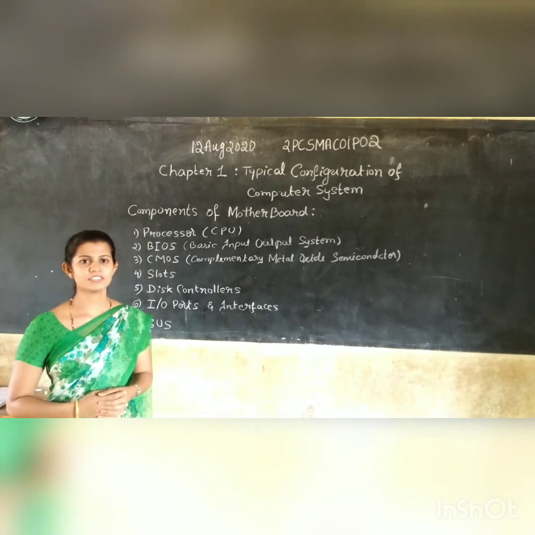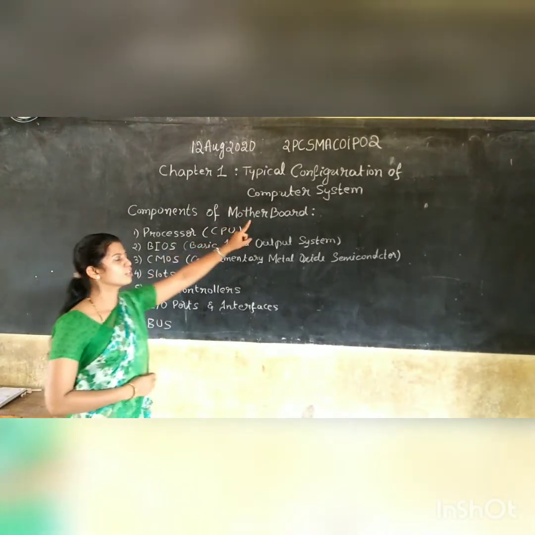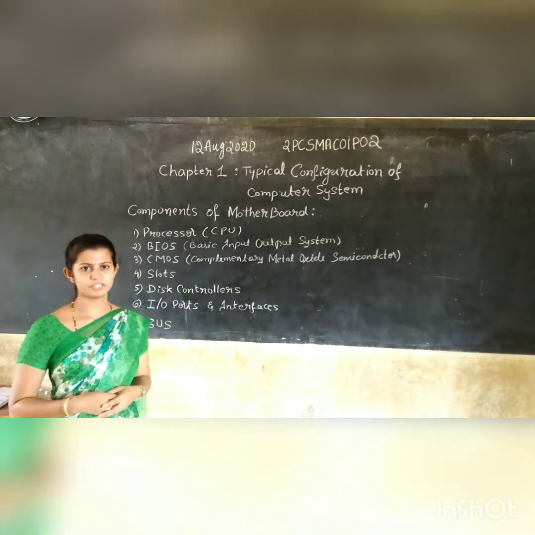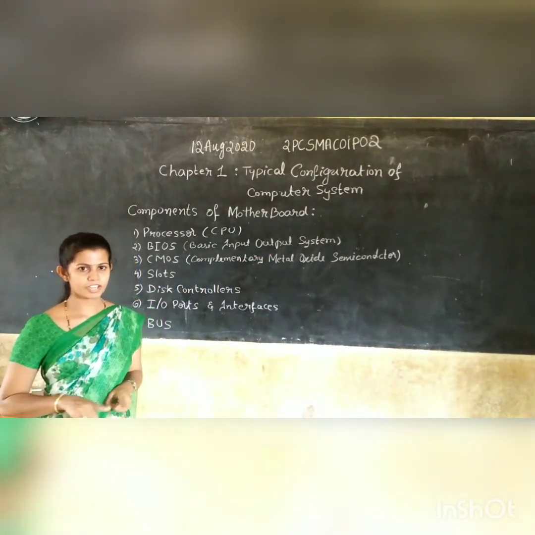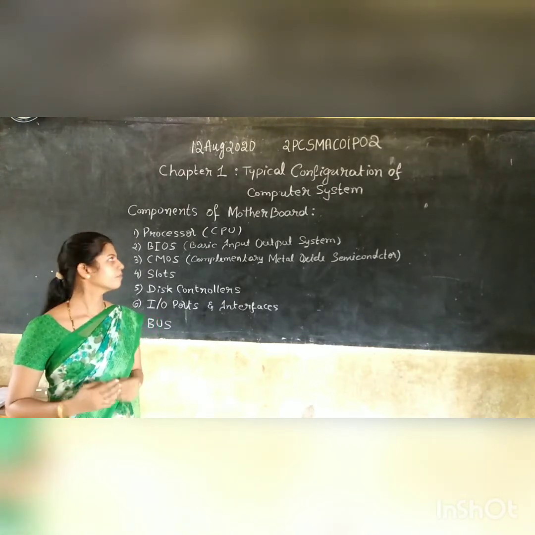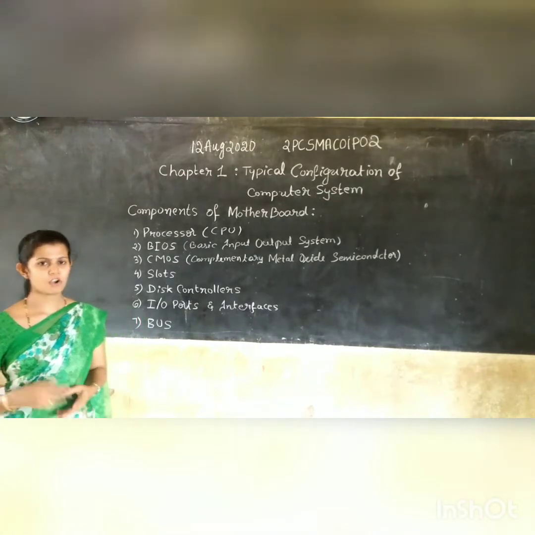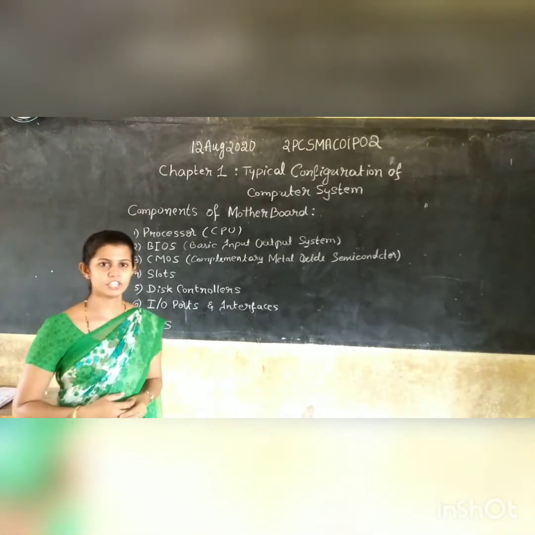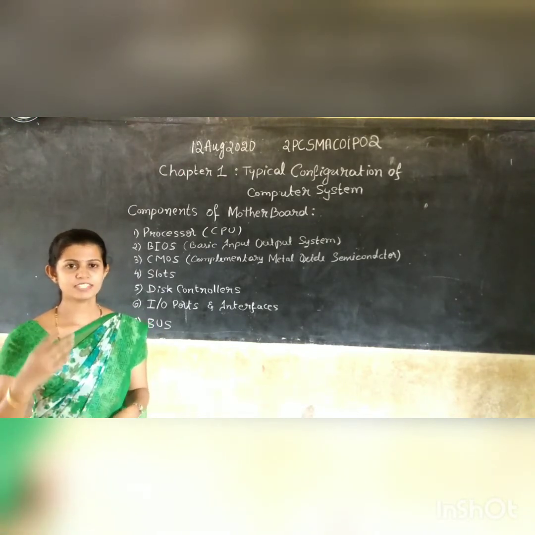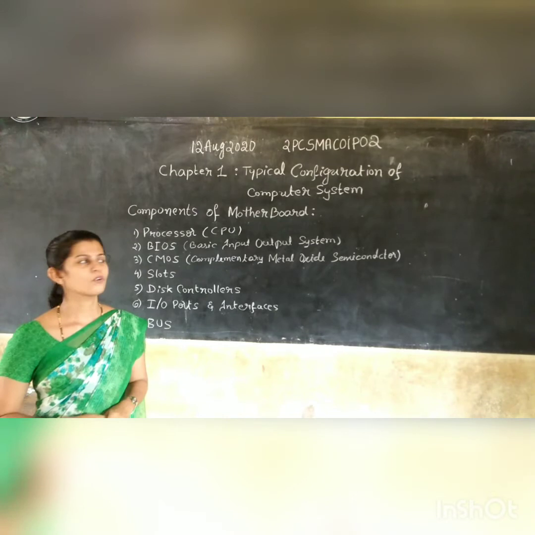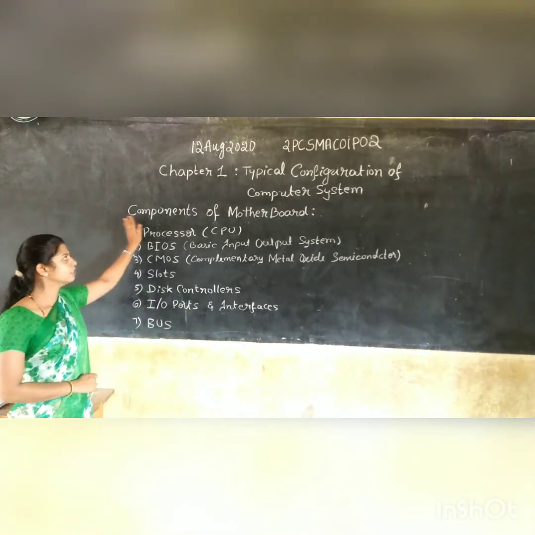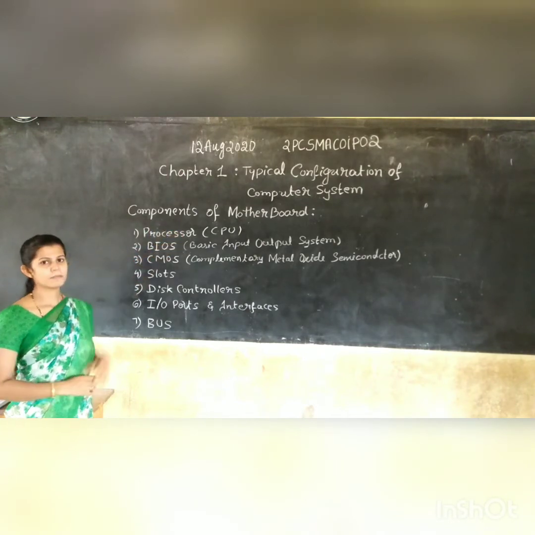In the last session we started the chapter typical configuration of computer system, and we discussed the introduction of the computer, the basic block diagram of the computer, and the main units of the computer. We also discussed the central processing unit, motherboard, the characteristics of the motherboard, and the basic types of the motherboard. So, we will continue in this session with the topic components of a motherboard.